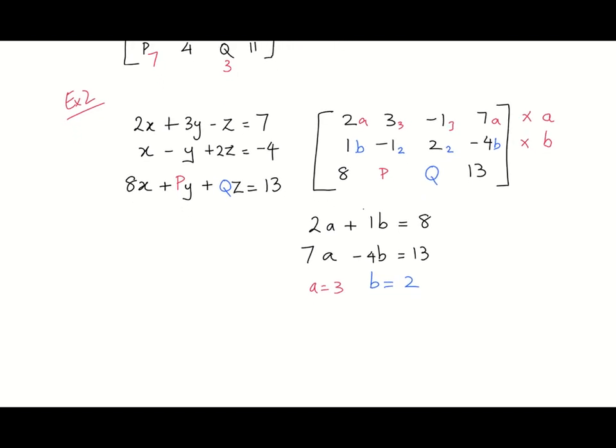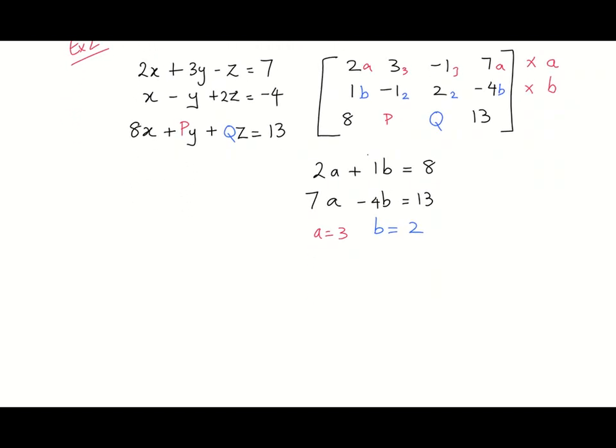So I believe my final answer would be, I've got 3 times 3 minus 1 times 2 equals P. And then my Q value is negative 1 times 3 plus 2 times 2, which equals Q. So in the end, P is equal to 9 minus 2, which is 7. And Q is equal to negative 3 plus 4, which is 1. You get 7 and 1?